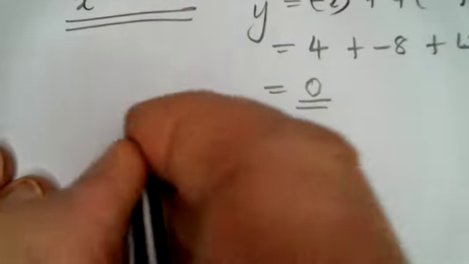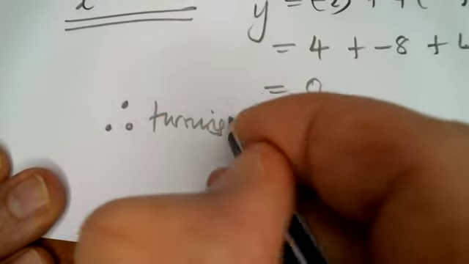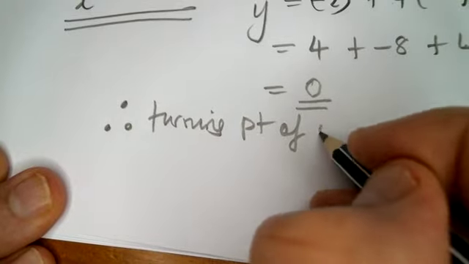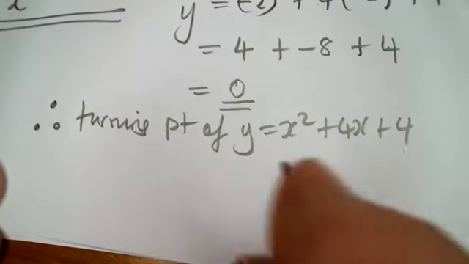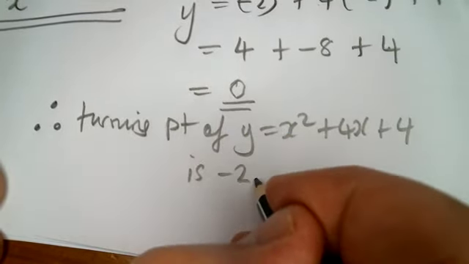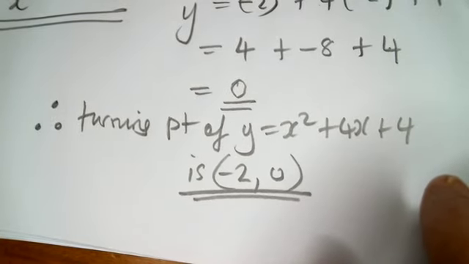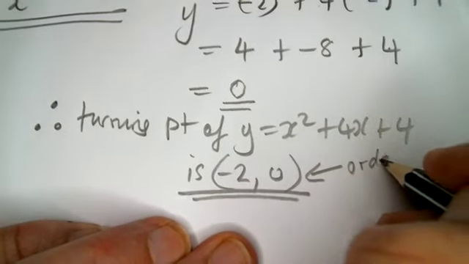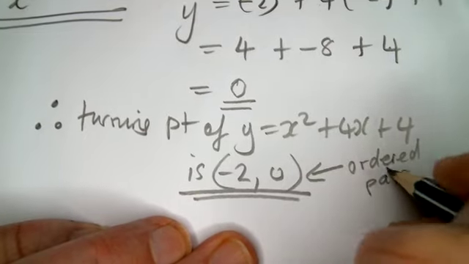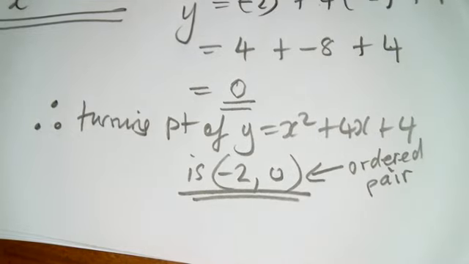So therefore we can say, and I'll write over here, therefore, turning point of y equals x squared plus 4x plus 4 is negative 2 comma 0. Notice we write it not as a separate x and a y value, but we write it as an ordered pair. Yeah? So remember that term, ordered pair. In other words, that's what we mean when we say coordinates, yeah? But we use the term ordered pair. And that's how we find the turning point of an equation.